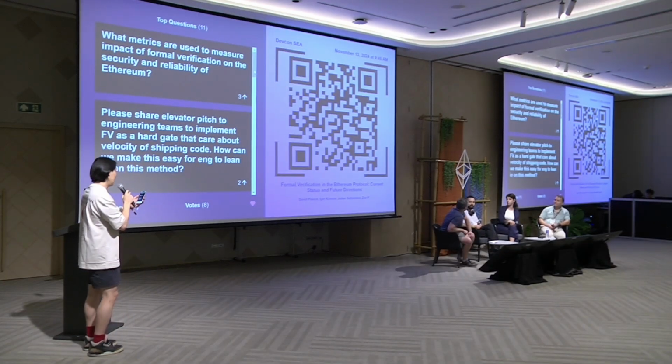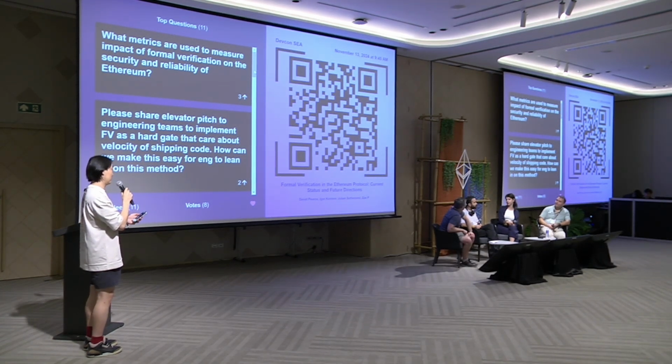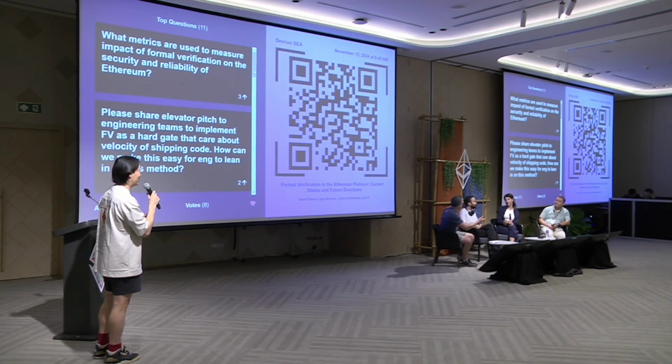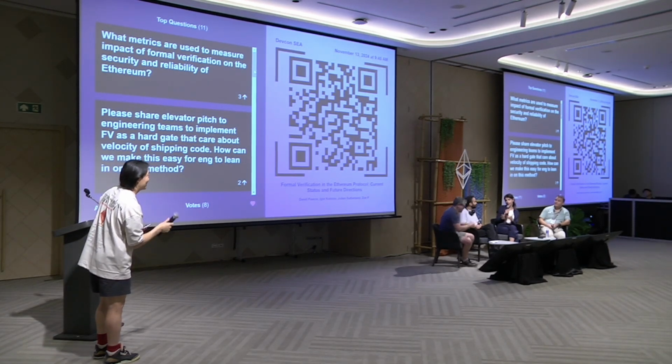Okay, next question is kind of similar. What metrics are used to measure impact of formal verification on the security and reliability of Ethereum? If you can maybe give us more information, how can we measure the impact of formal verification? I think it is what Julian said before: if it works, nothing happens, right?